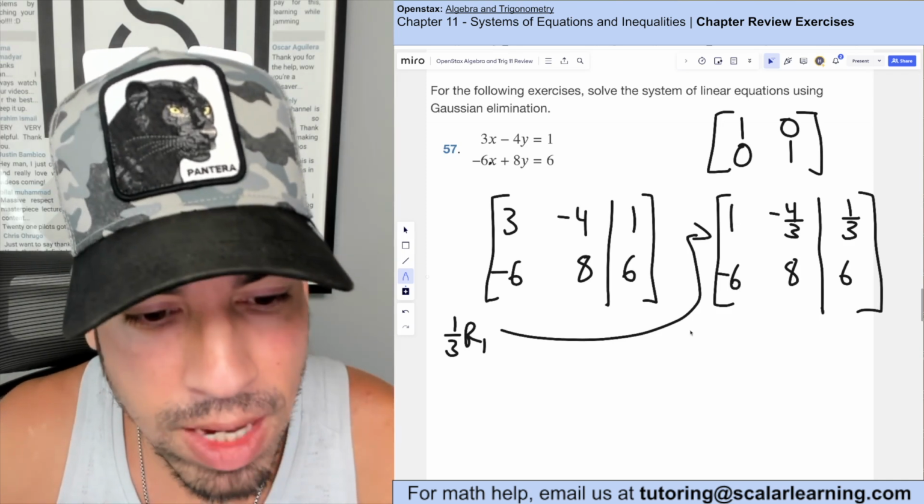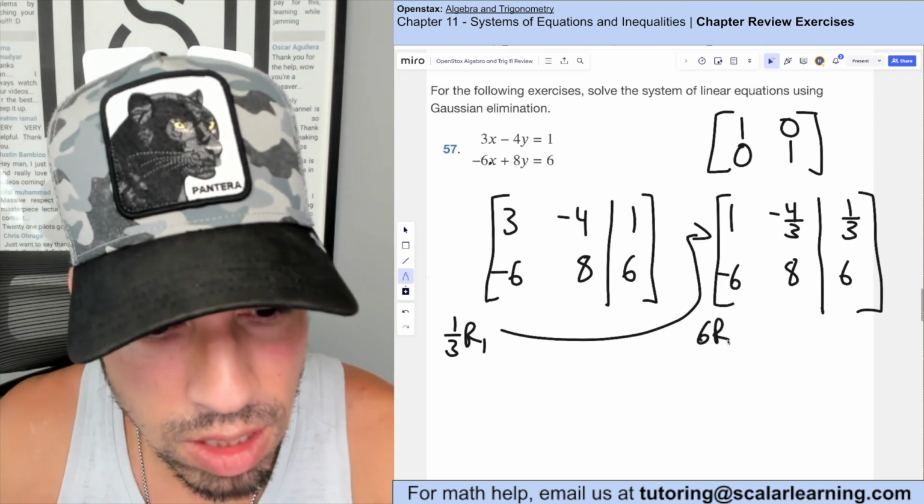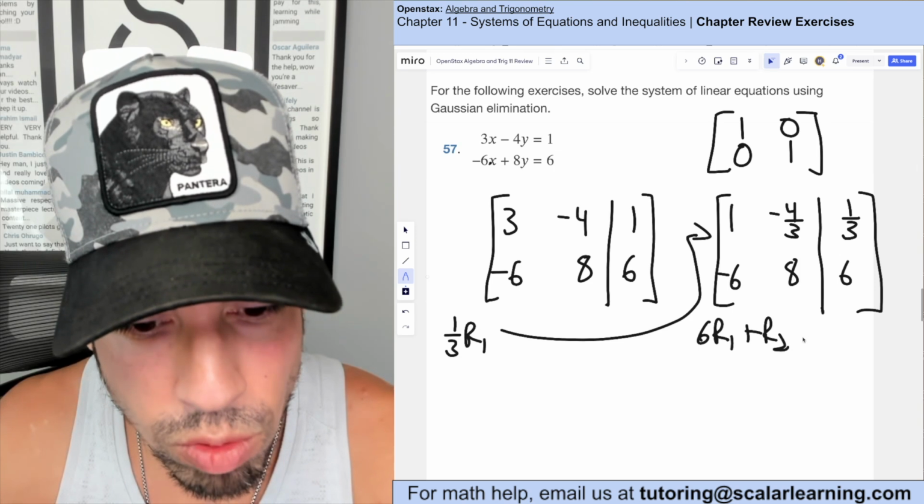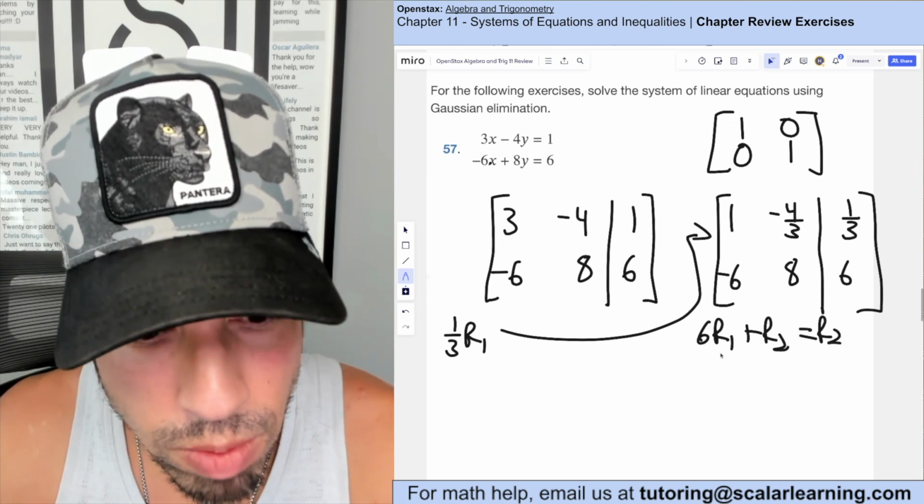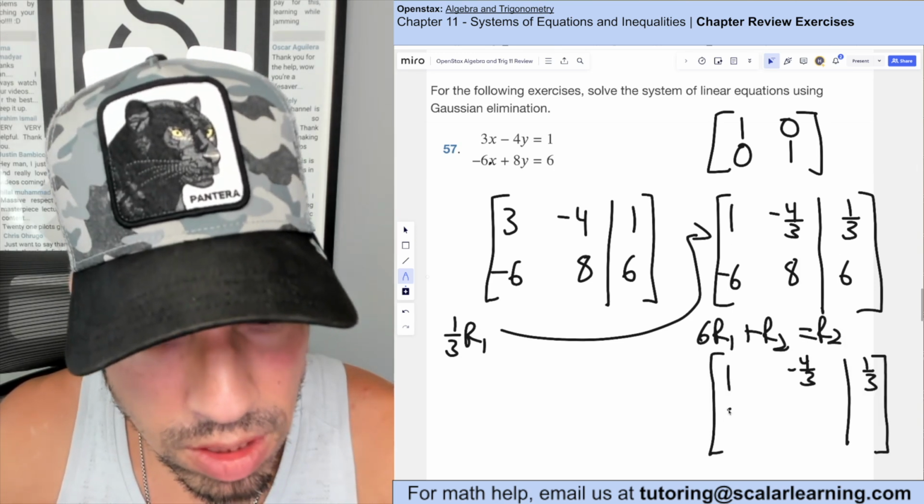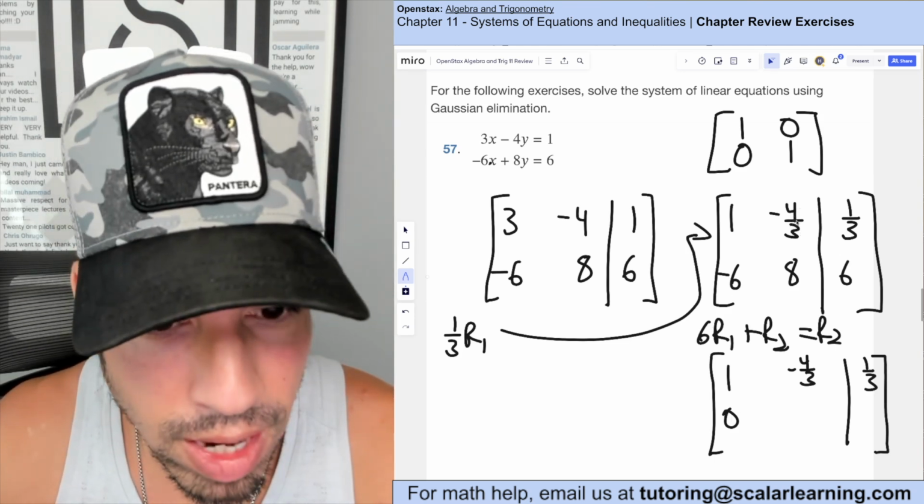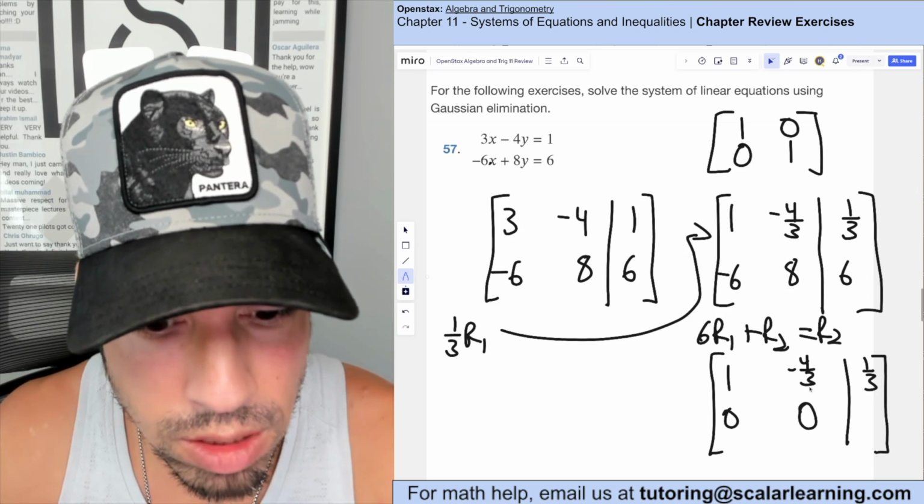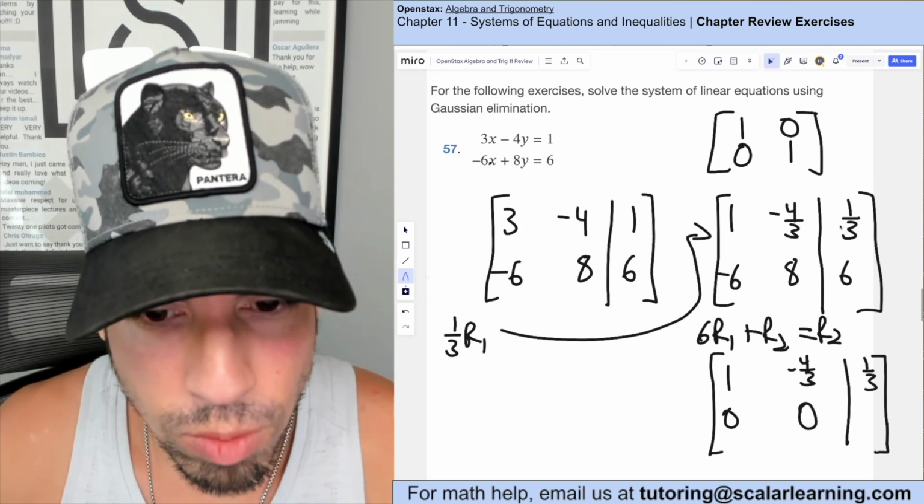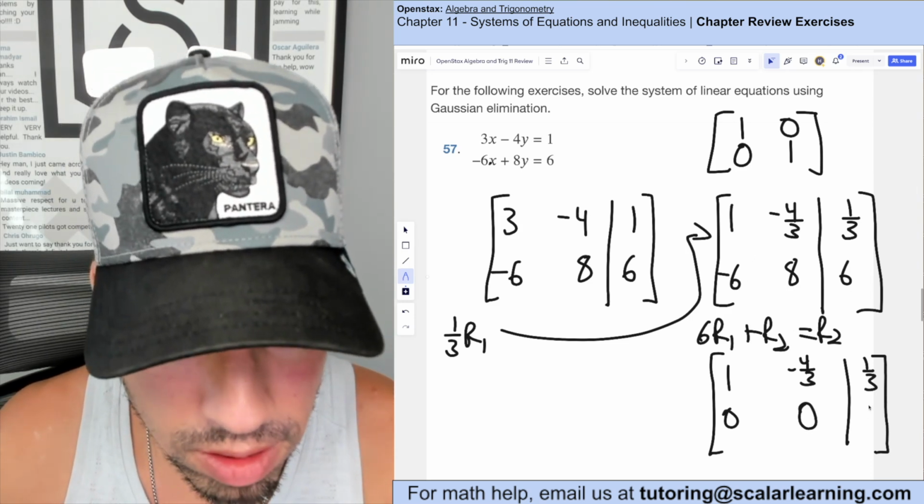Now, let's flip that to a 0. I'm going to do that by doing 6 times row 1 plus row 2 to get a new row 2. Let's write it out. So we have 6 plus -6 is 0. Negative 24/3, which is -8, plus 8 is 0. Well, that's interesting. And then 6 times 1/3 is 2, plus 6 is 8.